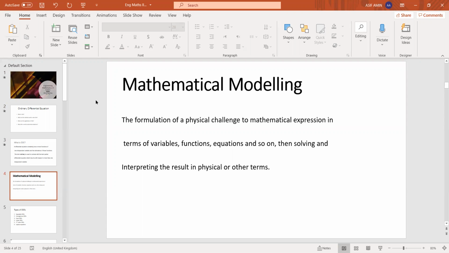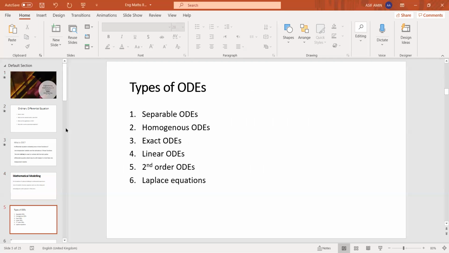Mathematical modeling. What is mathematical modeling? It's basically taking the physical challenges that we come across when dealing with practical problems and converting them to mathematical expressions in terms of variables, functions, equations, and so on. And then we interpret the results in terms of their physical meaning.